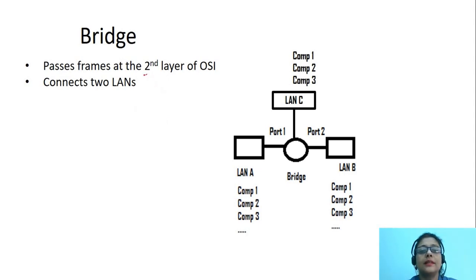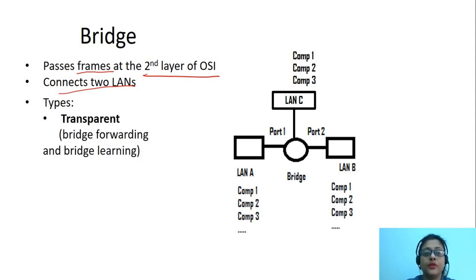Bridge works at the second layer of the OSI model, and here the data are in the form of frames. It can connect two different LANs. Let us understand this with the help of this diagram. There are two types of bridges. One is called the transparent bridge and the other one is called the source routing bridge.